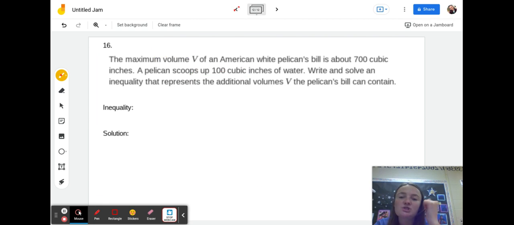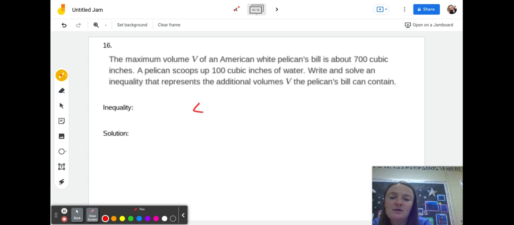All right, very last question. The maximum volume of an American white pelican's bill is about 700 cubic inches. A pelican scoops up 100 cubic inches of water. Write and solve an inequality that represents the additional volume V the pelican's bill can contain. Well, if something can contain a maximum of 700, it means it can't go over 700. So we need to make sure that we're not getting any bigger than 700. So I'm going to use the less than or equal to symbol here.